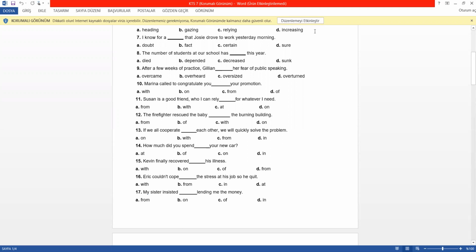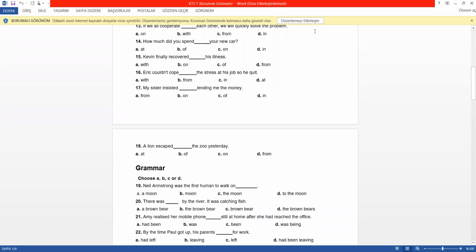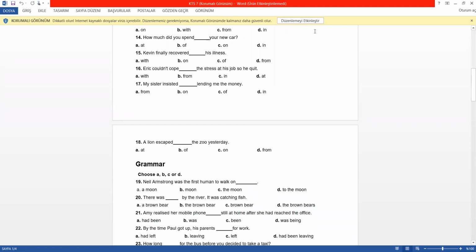For the 17th question, the relevant answer is B, on, because there is an expression to insist on something. And for the 18th question, the relevant option is D, from, to escape from somewhere.